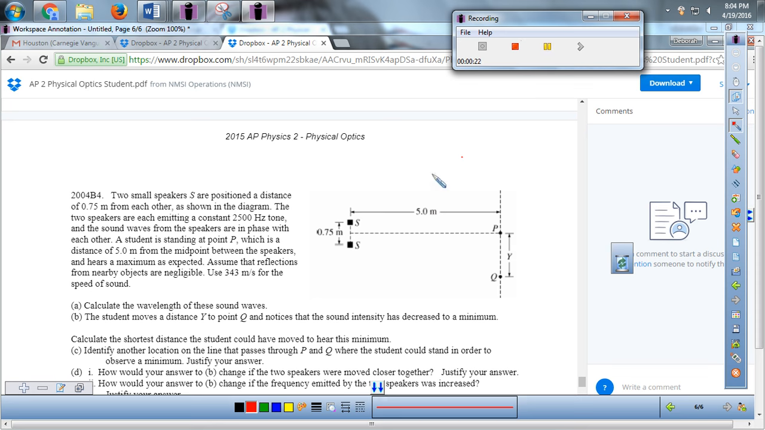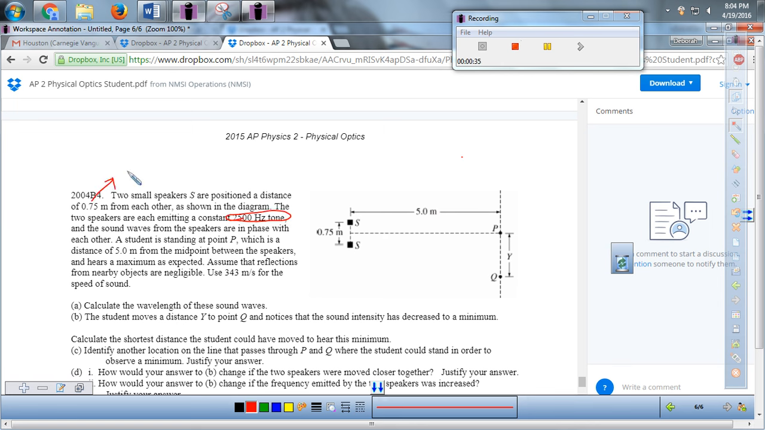All right, so it says two small speakers are positioned at a distance of 0.75 meters from each other, as shown in the diagram. The two speakers are emitting a frequency of 2500 hertz. So here's our D, here's our F, here's our L, and someone's standing right here. Here's a maximum as expected, and then he's going to travel to point Q in a minute, but right now all they want us to do is find the wavelength of the sound.